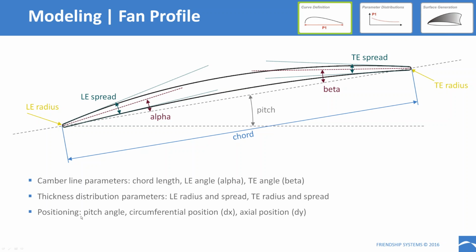Finally, we have some positioning parameters for our profile. So the first one, which is illustrated here, is the pitch angle. So we can obviously rotate the profile about the leading edge. And we have two other positioning parameters, the circumferential position to move it around the cylinder at the specified radius, and the axial position to move the profile in axial direction. Okay, so this is our cross-section definition with all the corresponding parameters.